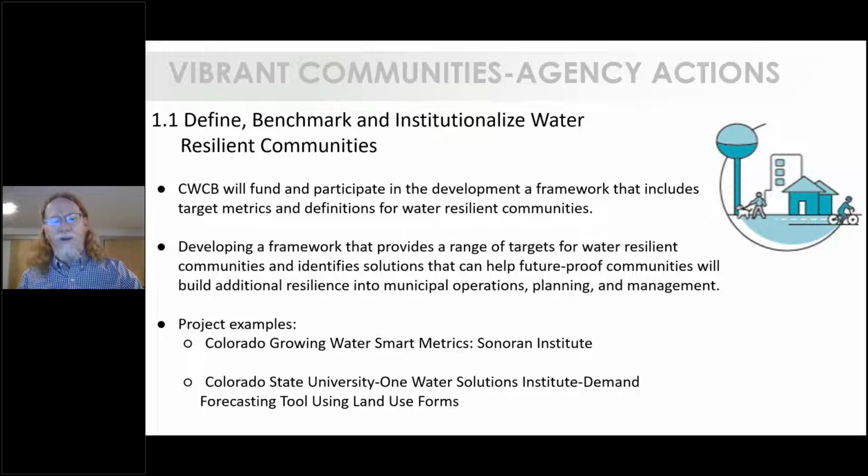And one of those is the Colorado Growing Water Smart program. And this project example on the page here is specifically around metrics about the integration of land use and water planning. And it's a progress and impact metrics thing.